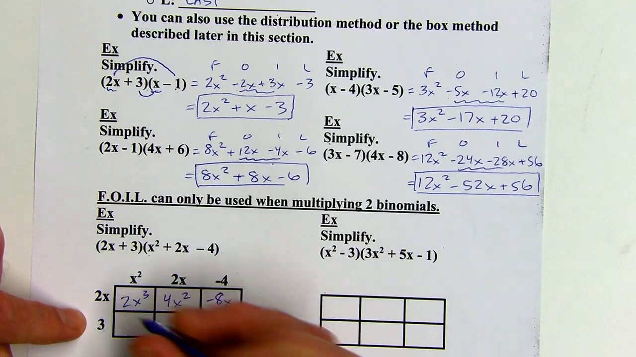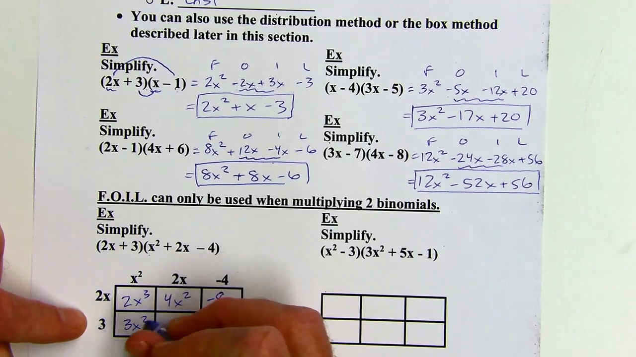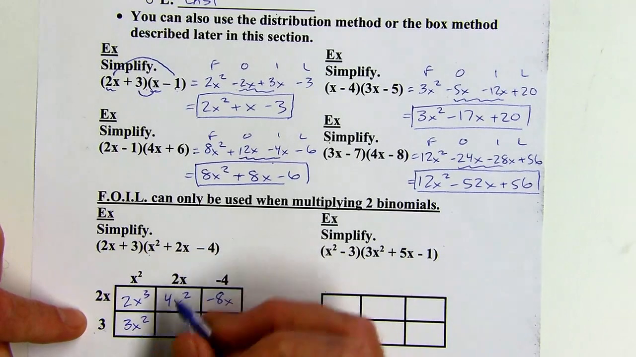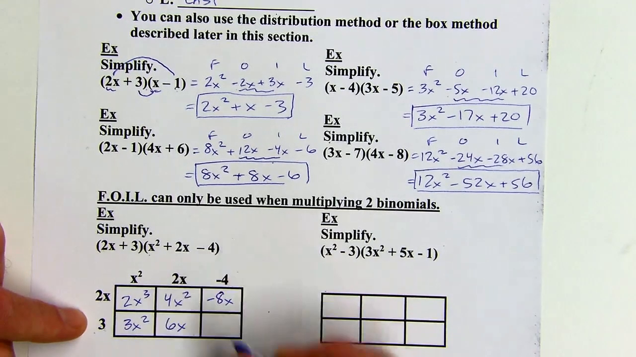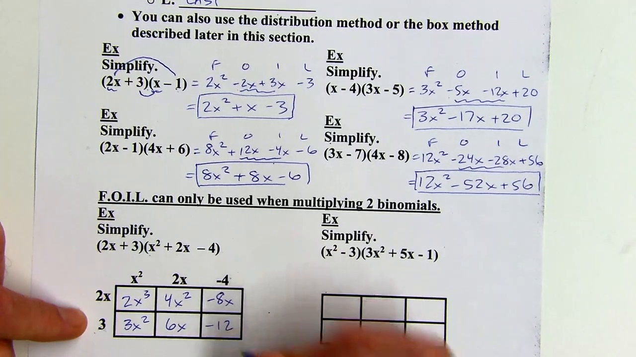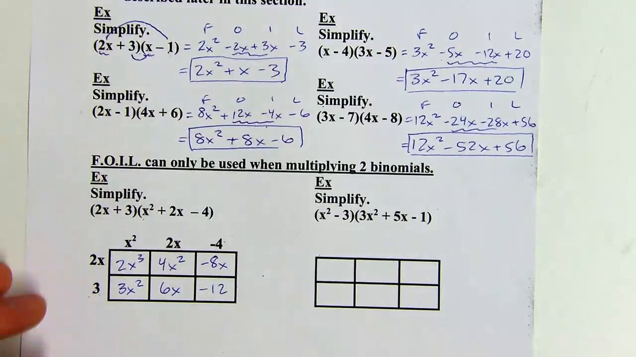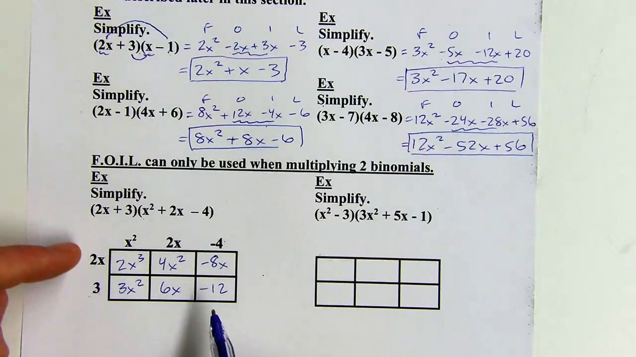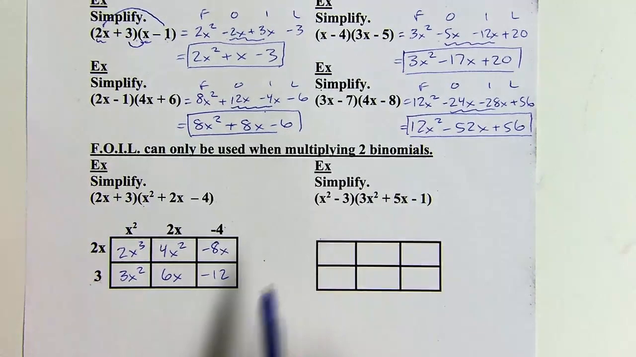Now on the bottom row, I'm going to distribute the 3 into all 3 of these terms because I'm doing 3 times x squared. That's 3x squared. 3 times 2x is 6x. And 3 times negative 4 is going to be negative 12. So it's just a way to keep track of all of the distributing you're doing.